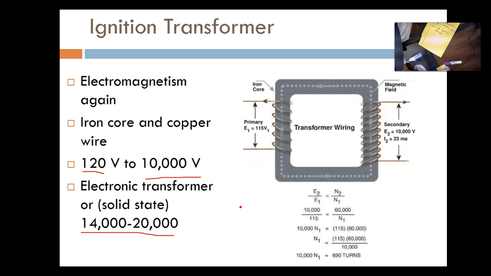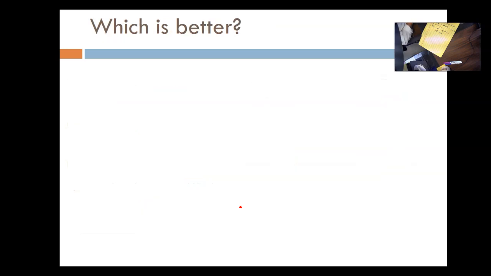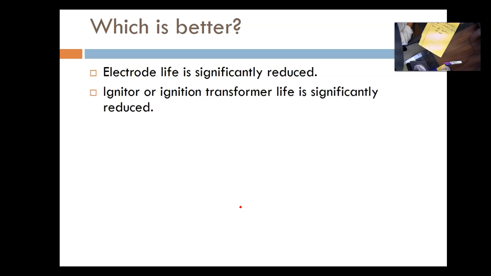And once you have an ignition source, try not to change that ignition source unless you have some approval from the manufacturer. Which is better again? Electrode life. I'm comparing interrupted ignition to constant ignition, and I should highlight that. Igniter or ignition transformer life is significantly reduced when you use constant ignition.